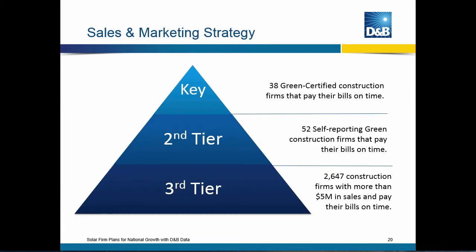And again, because of the richness of the information, they can start with the key contacts, those 38 green certified construction firms that pay their bills on time, and they can put full press effort on those key top tier potential customers. But they also can go to the second tier, 52 self-reporting green construction firms, and even the third tier, over 2,600 construction firms with more than $5 million in sales. They can very strategically look at potential sales and new customers using the richness of the D&B data.